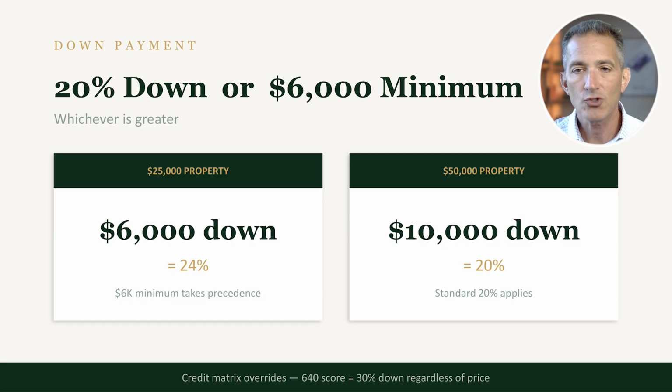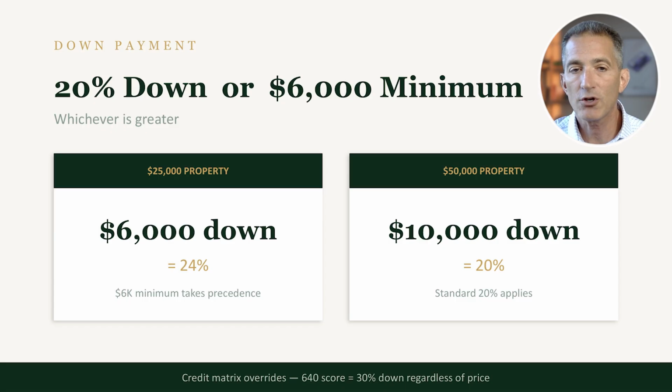Your baseline is 20% down or $6,000 minimum, whichever is greater. Why $6,000 minimum? Because even on a $25,000 property, which is the minimum I recommend for seller financing, you need at least $6,000 down to make the deal worthwhile. Anything less and you're not adequately protected. So if you're selling a $25,000 property, the buyer needs $6,000 down, which is 24%. If you're selling a $50,000 property, they need $10,000 down, which is 20%.